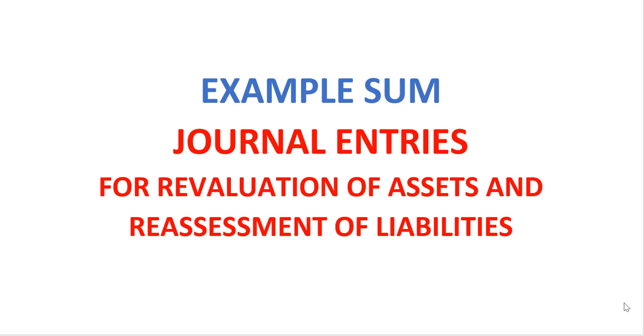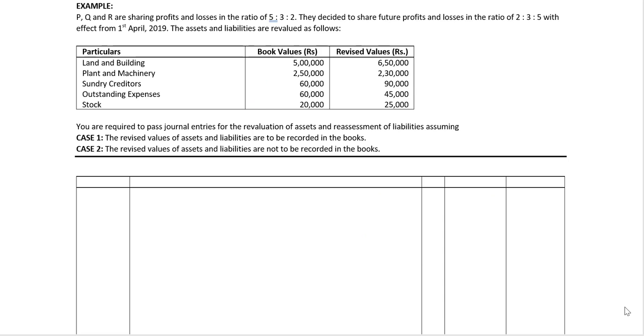Hi, in this video we will do an example sum on journal entries for revaluation of assets and reassessment of liabilities. Let's go to the example. Example: P, Q and R are sharing profits and losses in the ratio of 5:3:2. They decided to share future profits and losses in the ratio of 2:3:5 with effect from 1st April 2019. The assets and liabilities are revalued as follows.